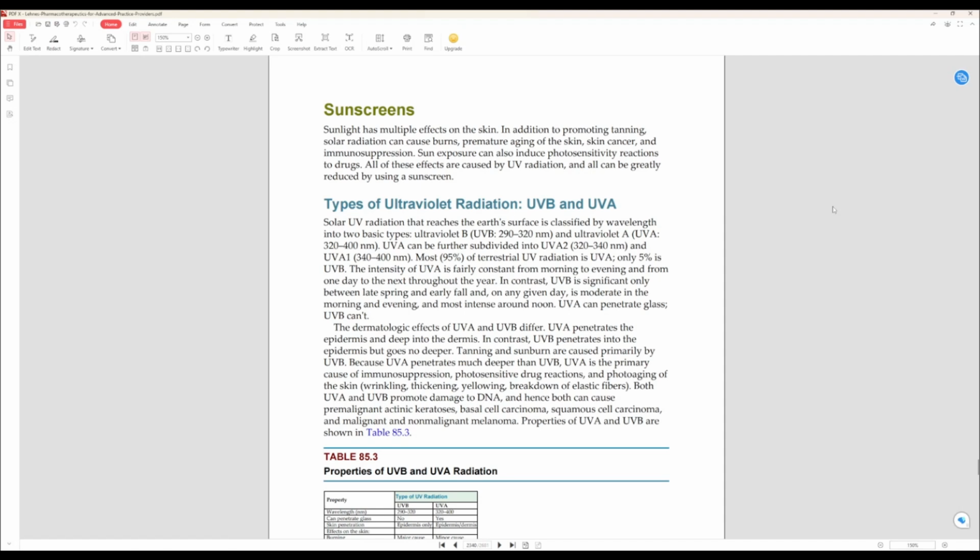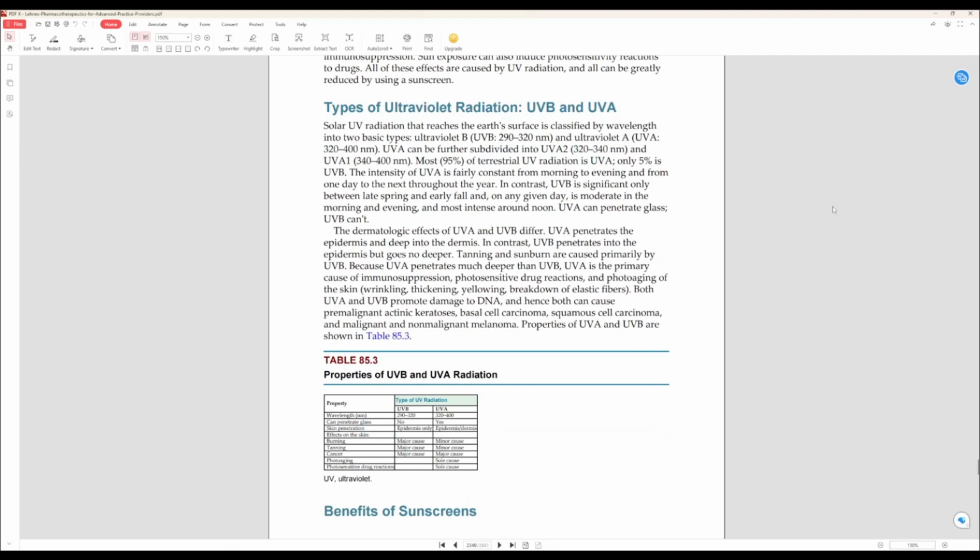Types of ultraviolet radiation: UVB and UVA. So, solar radiation that reaches the Earth's surface is classified by wavelengths into two basic types, ultraviolet B and ultraviolet A, depending on the level of radiation. UVA can be further subdivided into UVA2 and UVA1. Most, about 95%, of terrestrial UV radiation is UVA. Only 5% is considered UVB.